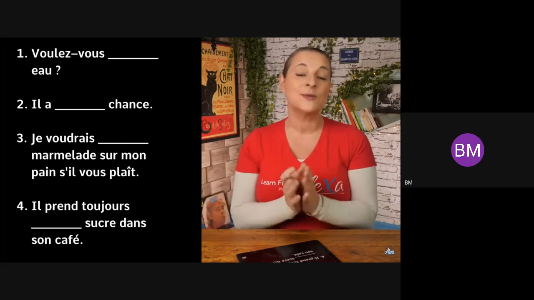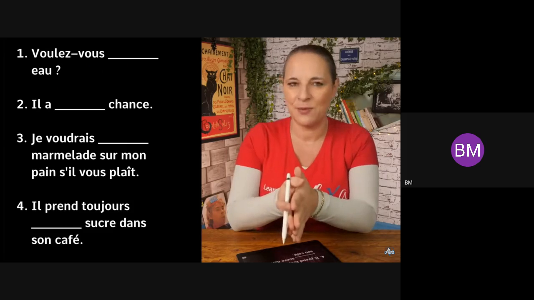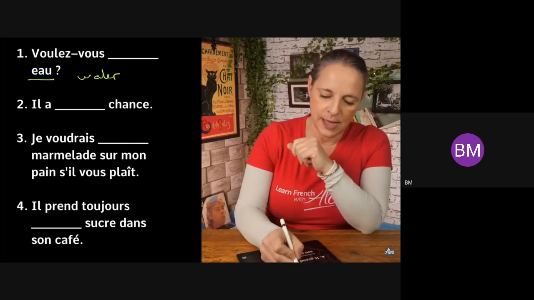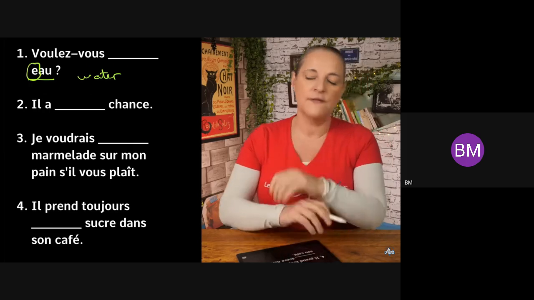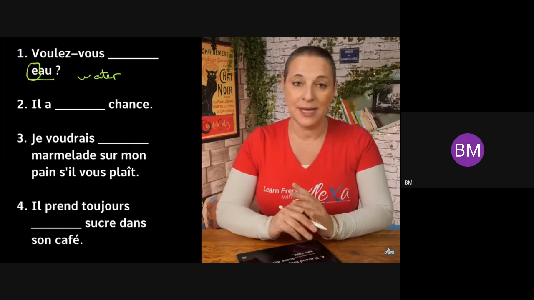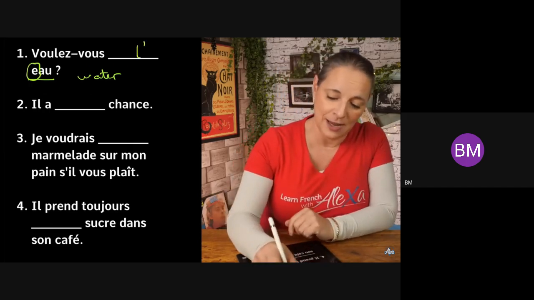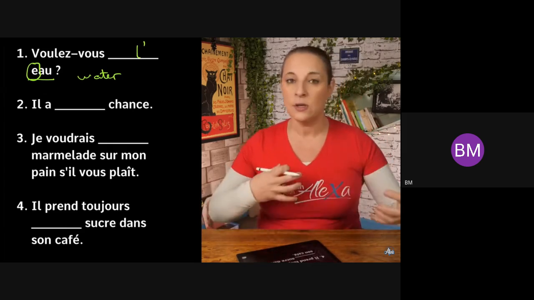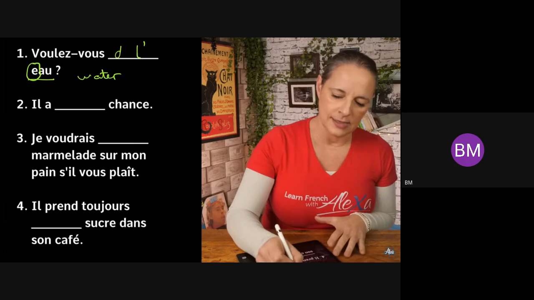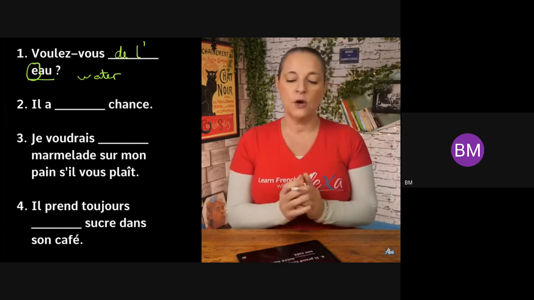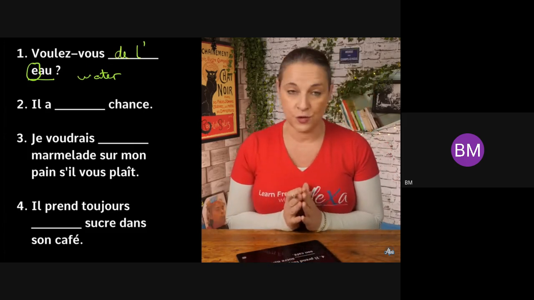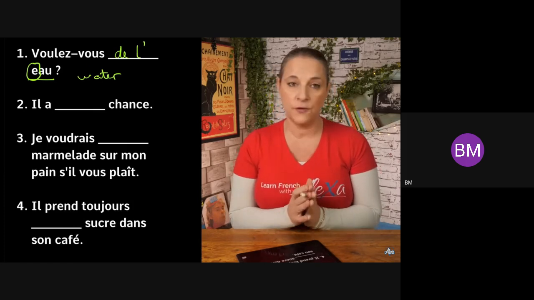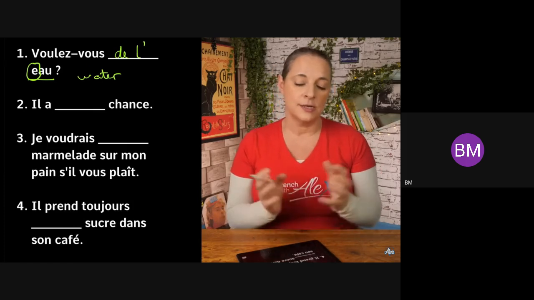Eau. Now this one is easy because we've done it as an example. Do you remember? Eau meant water. Now eau begins with a vowel, and therefore, no matter what, it has to have an l' before. Now, to say some, we say du, de la, de l', or des. In that case, it's de l'. Voulez-vous de l'eau? Would you like some water, or do you want some water?